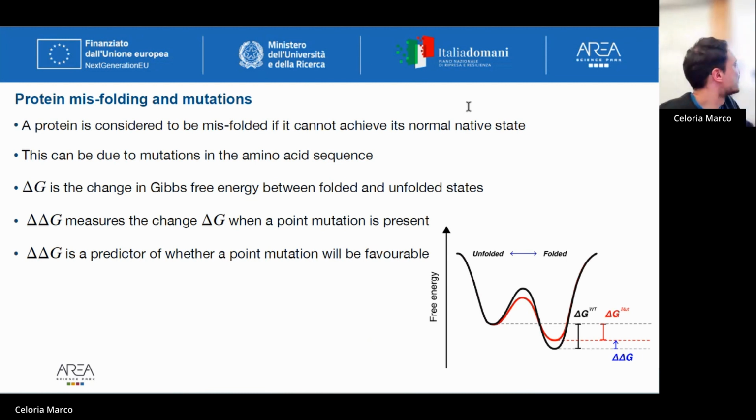So basically, here we have the folded state and the unfolded state for the wild type in black, and there is a difference in the free energy. The same happens for the mutated protein, with its folded and unfolded states. Then we compute the difference between the two free energies. If the difference in energy is less than 0, negative, we have a favorable mutation. Instead, if it's positive, then the mutation is not favorable.